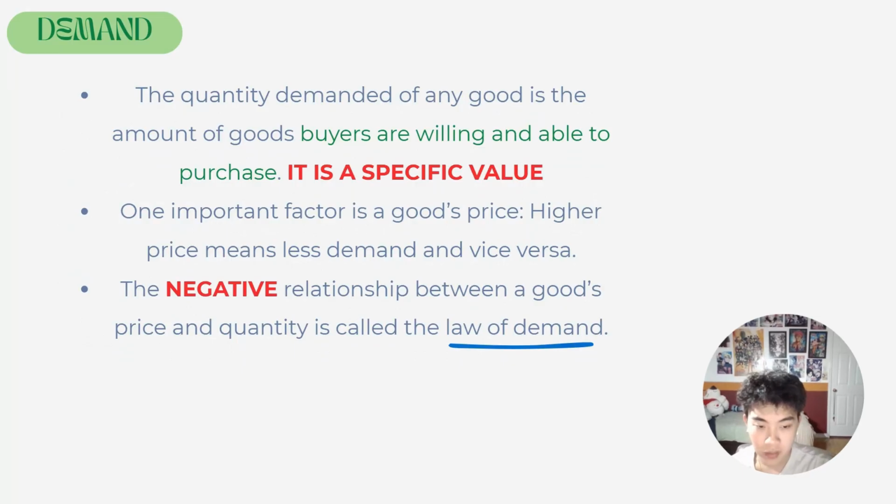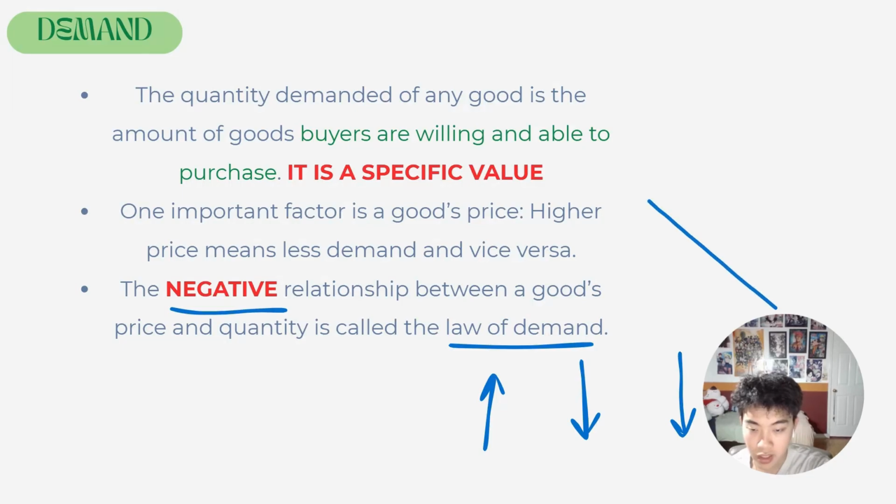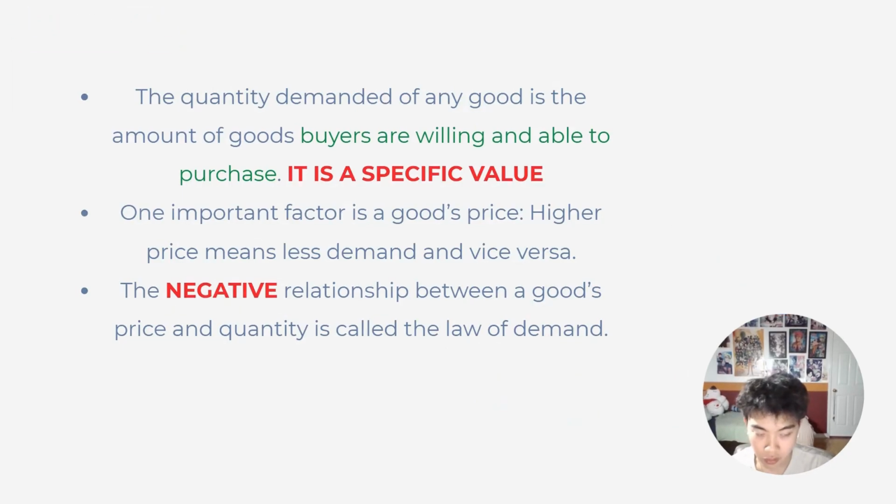So, the law of demand is basically saying that as the price of one good increases, the demand for that same good will decrease, and vice versa. If the price of the good decreases, the demand for that good will increase. This is a negative relationship.